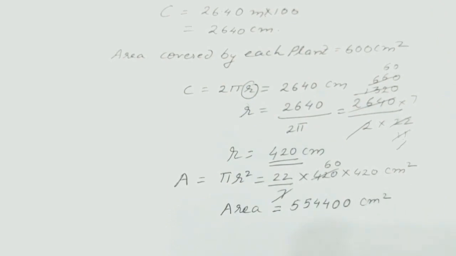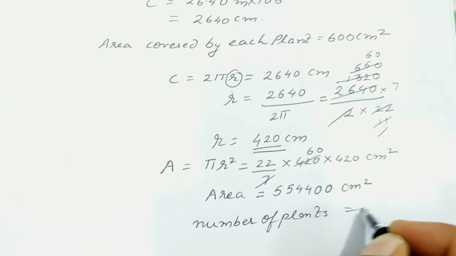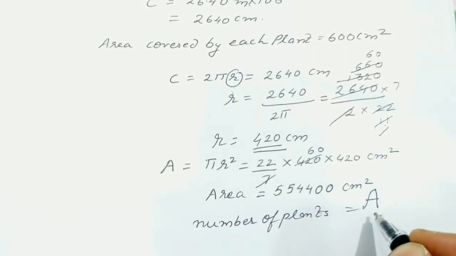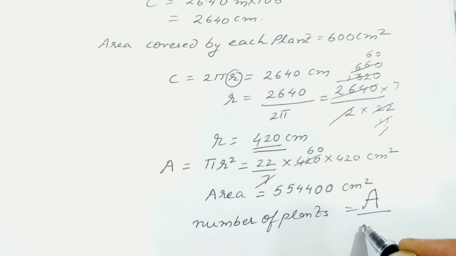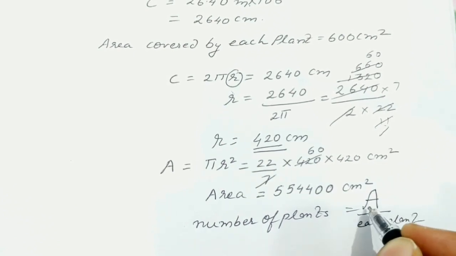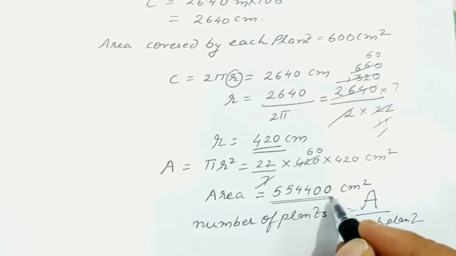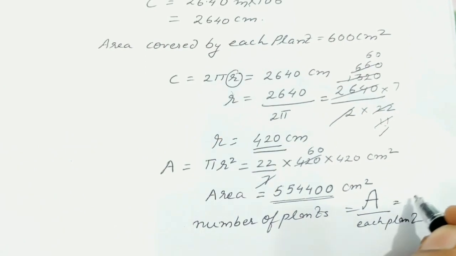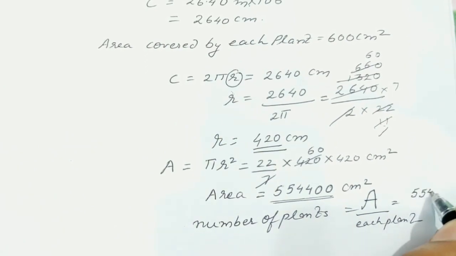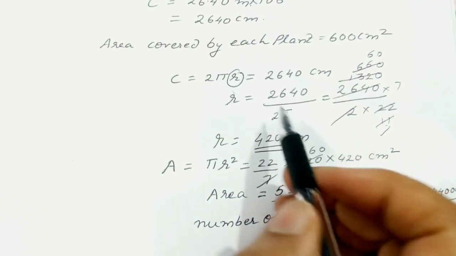Now the question is find the number of plants. So how will you find the number of plants, children? Number of plants, the formula is area of the bigger region divided by the area of each plant. What is the bigger area? Area of the circular garden. This is the area of the circular garden. So let's substitute the value. 554,400 centimeter square upon area of each plant.